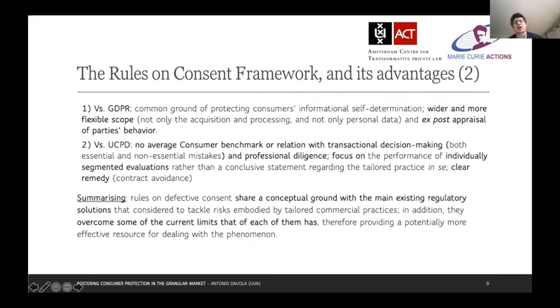But rather, we have a remedy that's focused on the individually segmented evaluation of the conduct of the parties, which is also important because it allows us not to make a conclusive statement regarding the tailored practice per se, but rather to observe how parties behaved in their interaction. And last but not least, of course, these rules on consent have usually a clear remedy, which is the avoidance of contract. So they provide some legal certainty in terms of consumer resources.